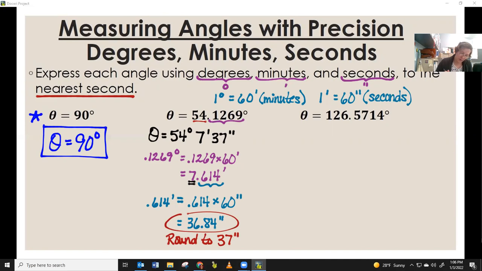So 54.1269 degrees is equivalent to 54 degrees, 7 minutes, 37 seconds. I want you guys to do the third one up there on your own, following the exact same pattern that we just did here. I'm going to give you guys about 2 minutes or so to do that on your own, and then we'll check your work against mine.